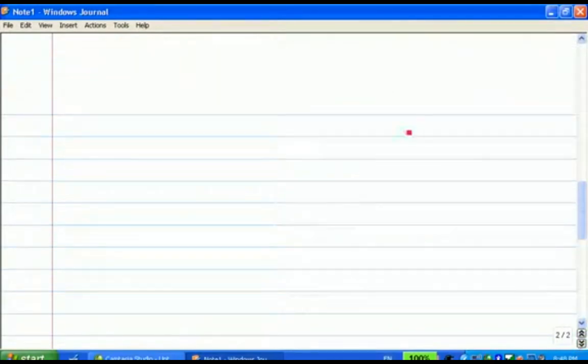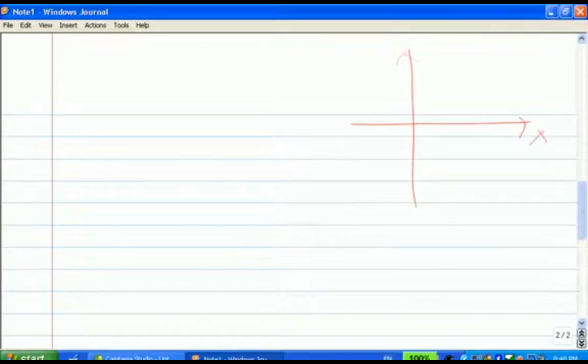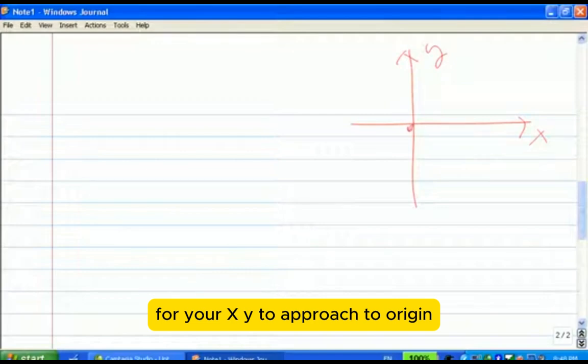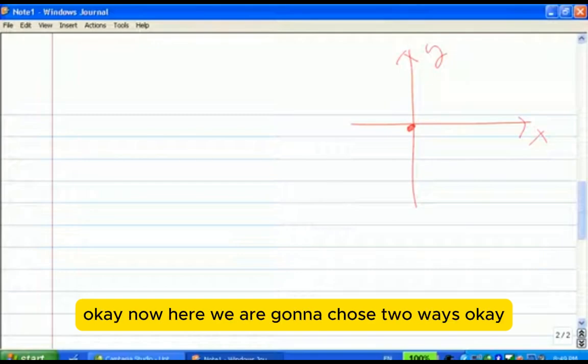However, if we can find two ways for your xy to approach the origin, such that along those two ways your two limits do not equal, then we can say what? This limit does not exist. Okay. Now here we are going to choose two ways.